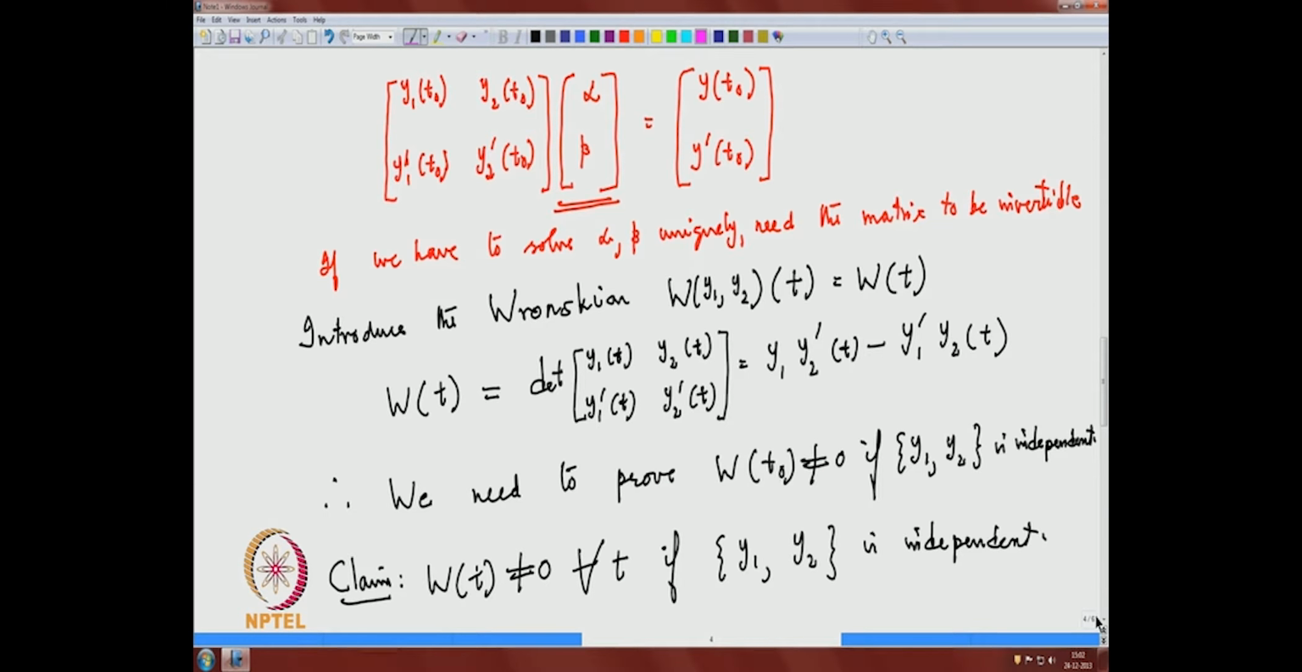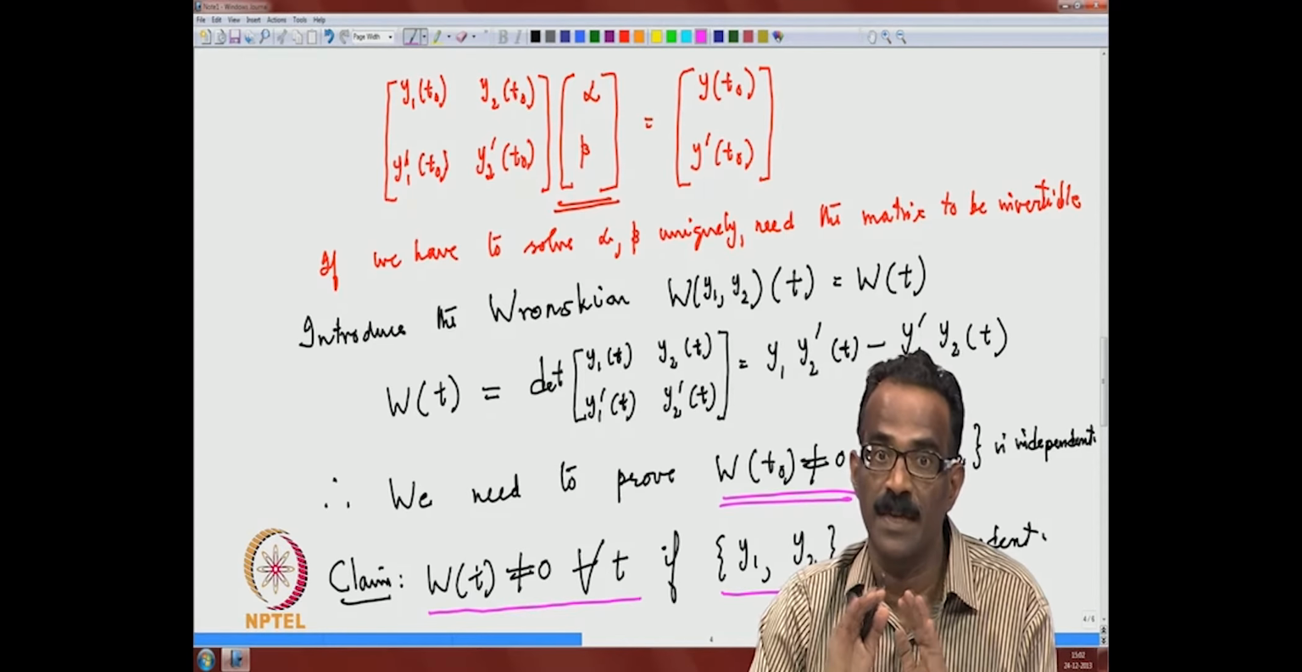you want to show that, we need to prove w t naught is not equal to 0. So, this claim is fine. So, W is not equal to 0. Now, you have to use this fact. What we have just proved is that either W is identically 0 or W is never 0.